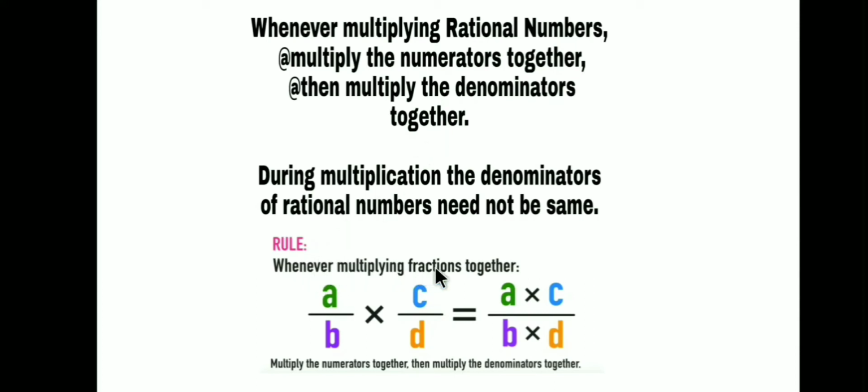Whenever multiplying fractions or rational numbers, a upon b into c upon d, the product obtained will be in the form a into c whole divided by b into d, where a and c are numerators. We multiply the numerator part and then we multiply the denominator part. So the product of a upon b and c upon d will be a into c upon b into d.